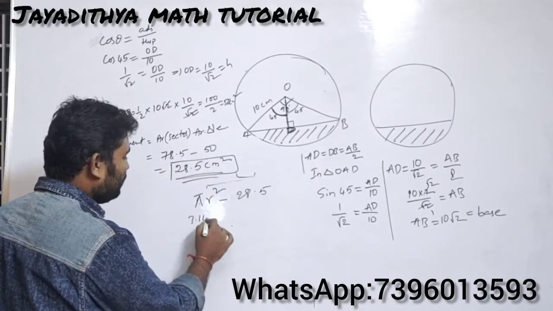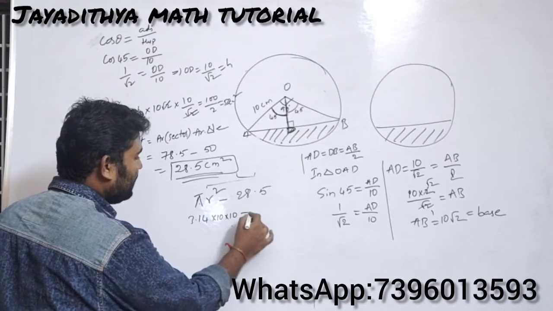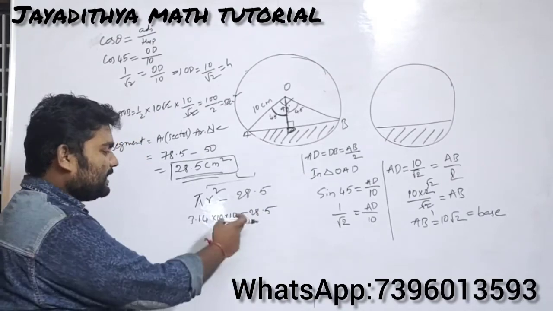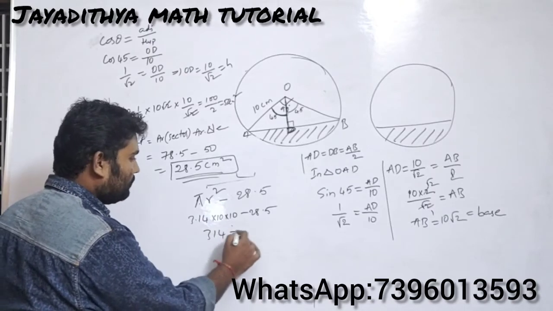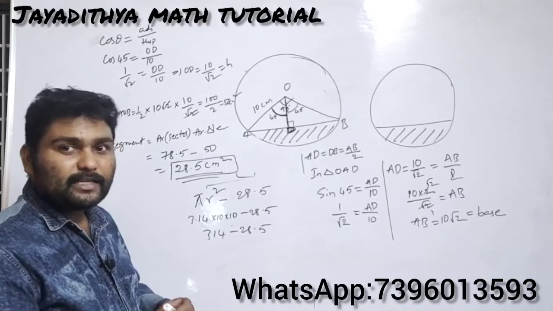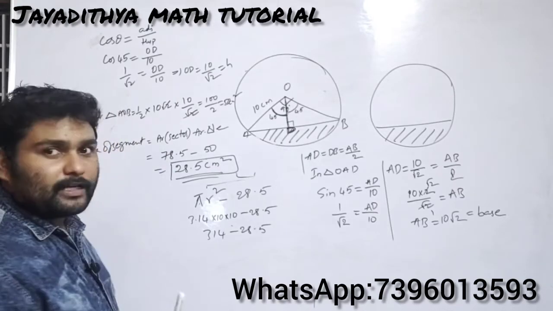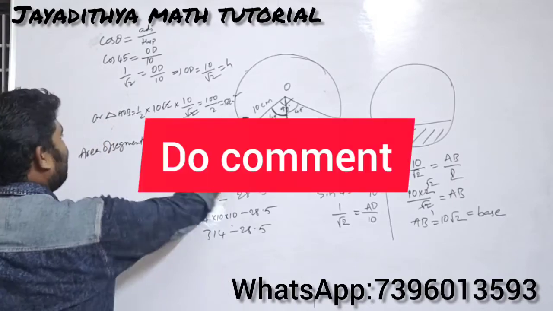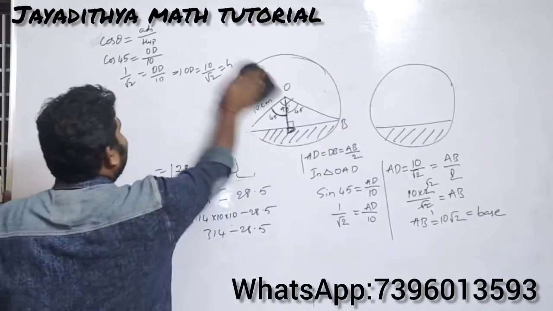So here this is 3.14 into 10 squared minus 28.5. 3.14 is the value of pi and 10 is the radius here. So this will be 314 minus 28.5. You do this one, then you'll get the answer for the major segment. Clear? I hope it is clear for you. If you have any doubts, do comment in the comment section. I'll try to clarify.